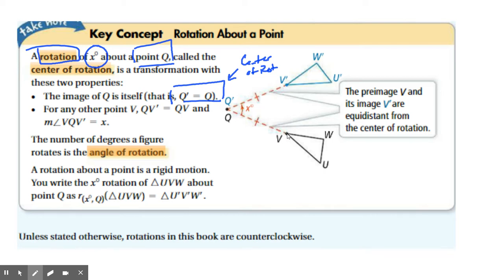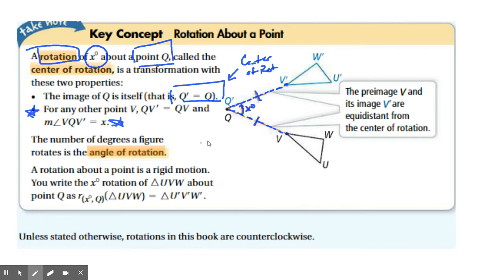So let's look at V. V is the pre-image. When you rotate it X degrees, here's the segment connecting V and Q, which is our center of rotation. The angle at which you rotate, X degrees, will be that angle formed by V, Q, and V prime. And the sides of the angle, that is the distance from the pre-image V to the center of rotation, will be congruent to the distance from the image to the center of rotation. So all of that is stated right here.